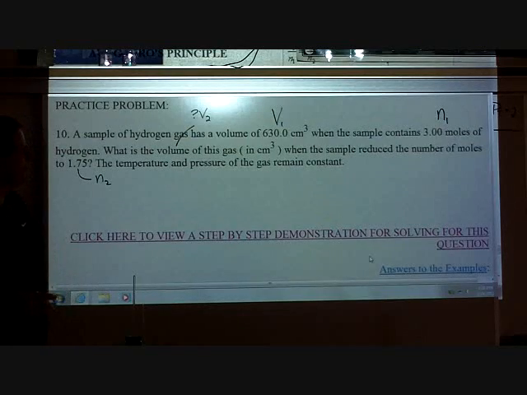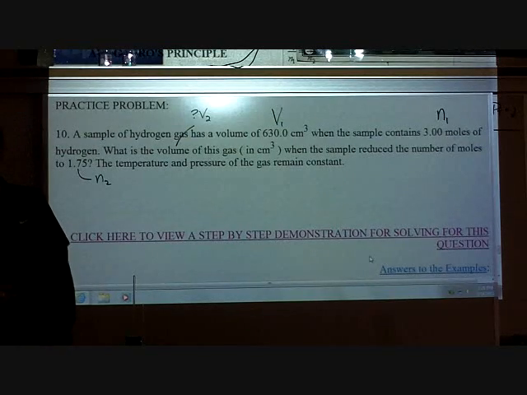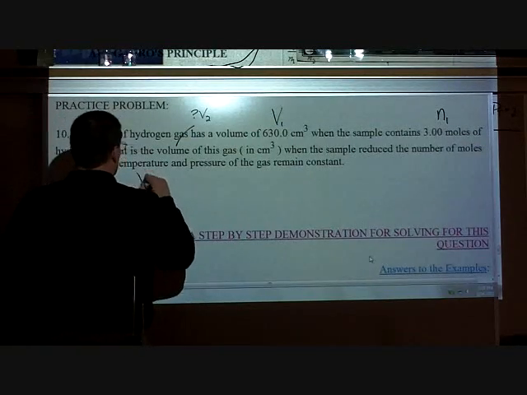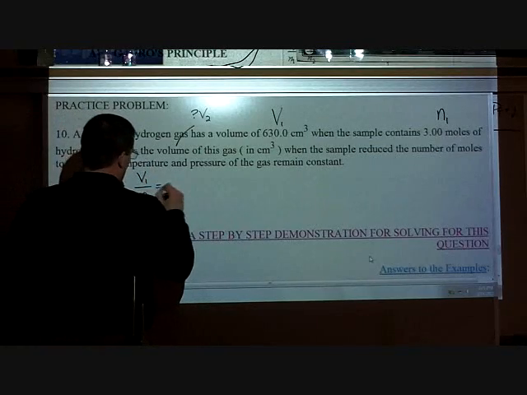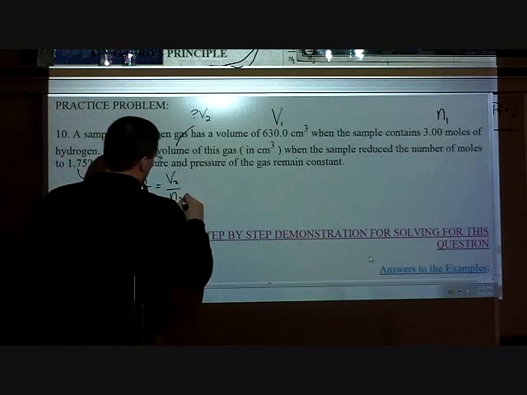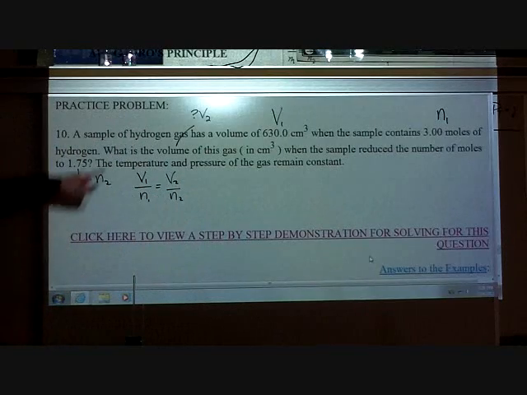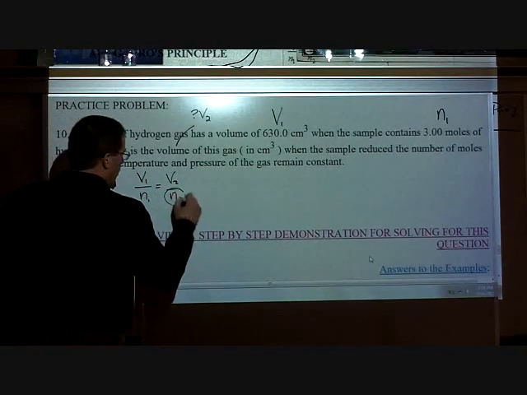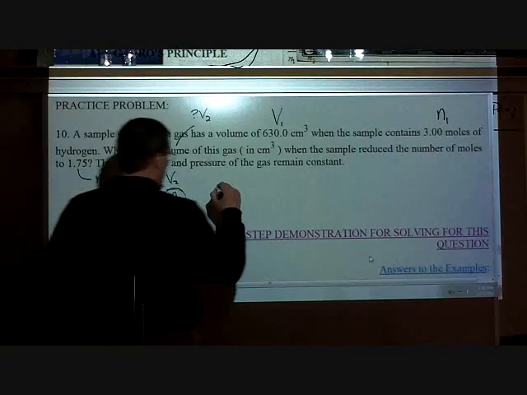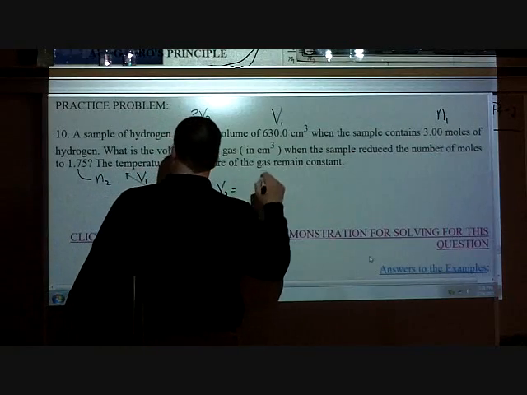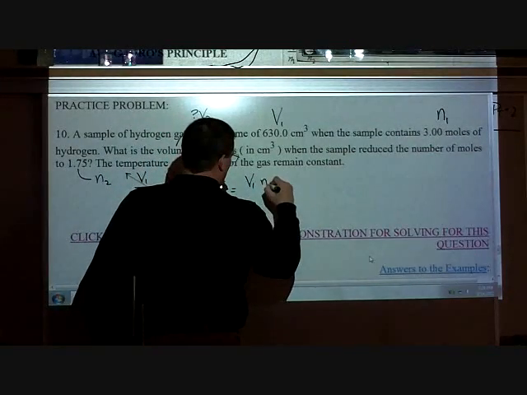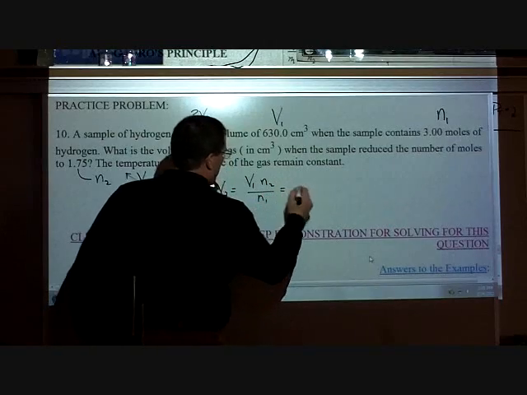Which should we do? The second one. So have the volume on top? Yeah. So good, we'll start off with V1 over N1 and V2 over N2. Since we're looking for the final volume, we'll multiply N2 on both sides. So V2 is equal to V1 N2 divided by N1.